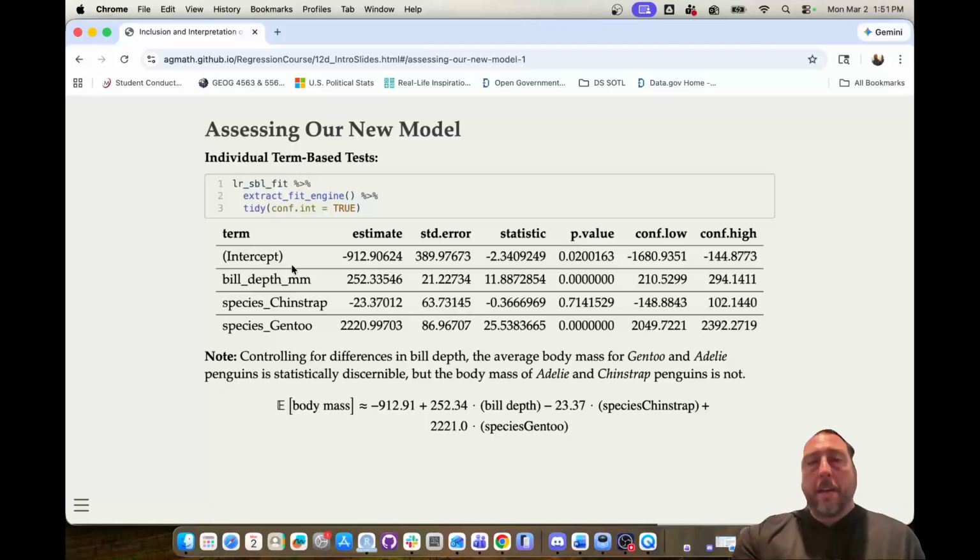Still, we are able to extract our estimated model from this table. So we get negative 912.91 as our intercept. Remember, this is not meaningful because it would correspond to an Adelie penguin now, that base level penguin, with a 0 bill depth. And we have no penguins with 0 bill depth.